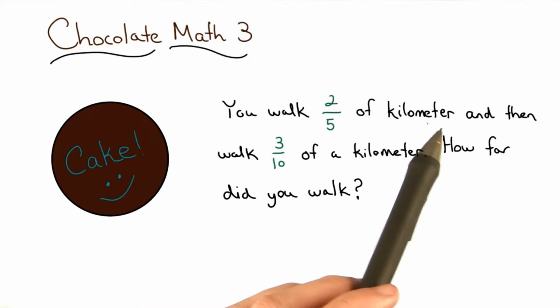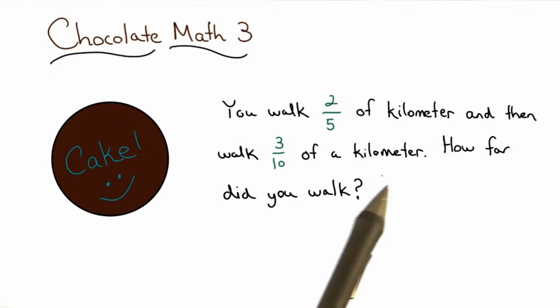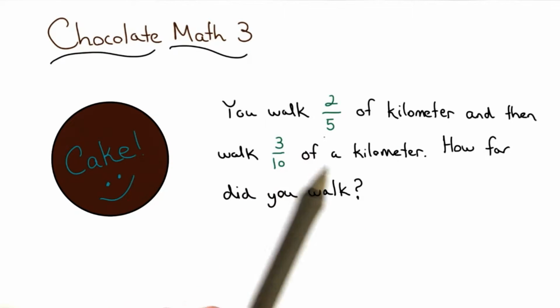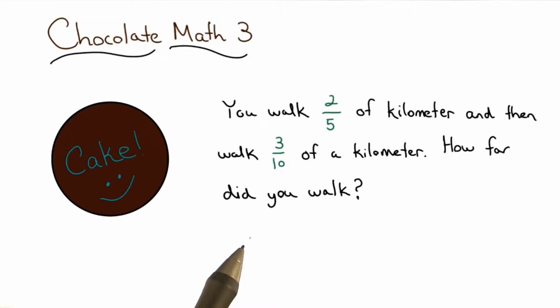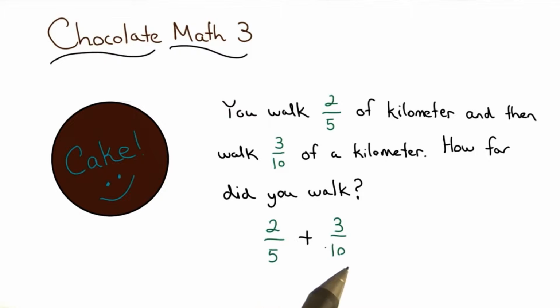You walk 2/5 of a kilometer and then 3/10 of a kilometer. How far did you walk? When thinking about this problem, I know I need to do something with these fractions. I'm trying to figure out the total distance I have to walk. So I should probably add these fractions together. So I have 2/5 added to 3/10.